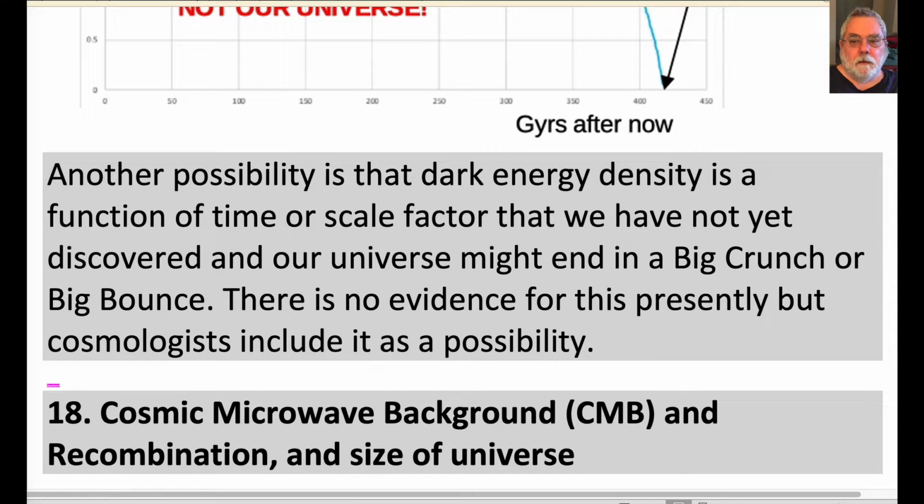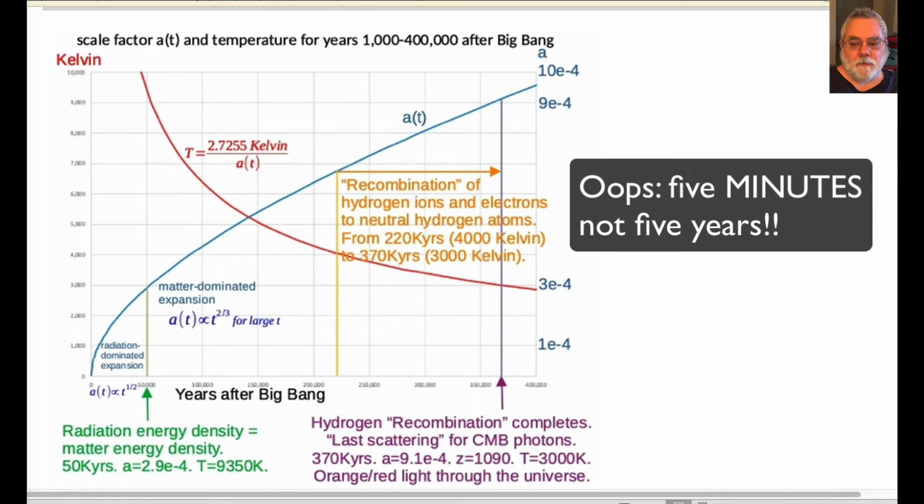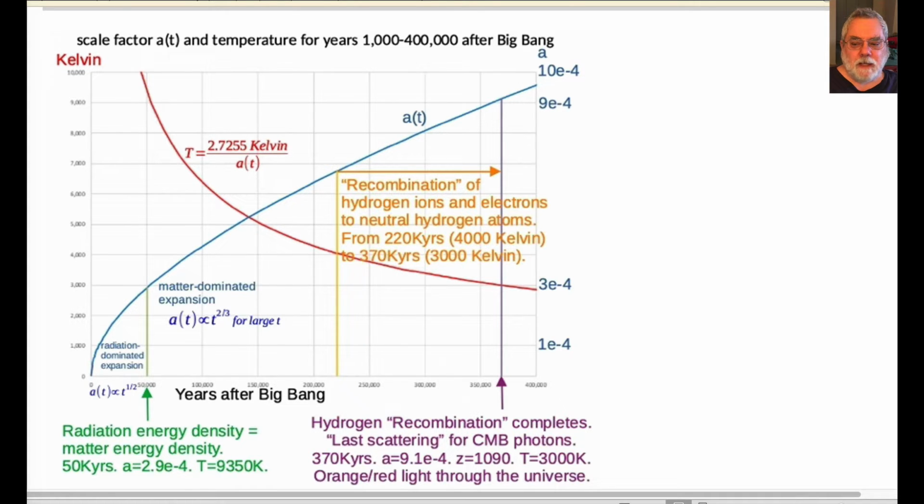Section 18, Cosmic Microwave Background, CMB, and Recombination, and Size of the Universe. Now let's cover from 5 minutes after the Big Bang to 400,000 years after the Big Bang, per the following graph. We will learn later that Big Bang nucleosynthesis has completed 5 years after the Big Bang. The density of ordinary matter is less than 10 millionths of the density of water after that time.